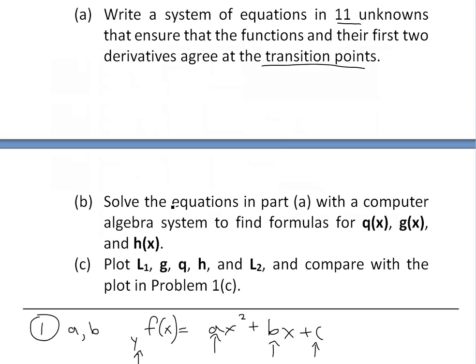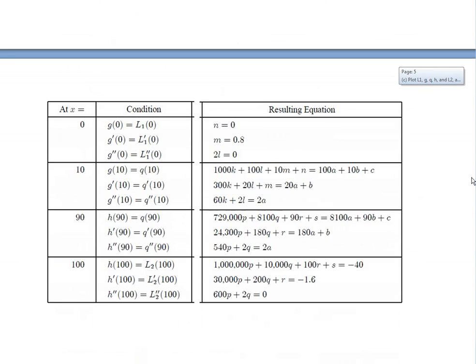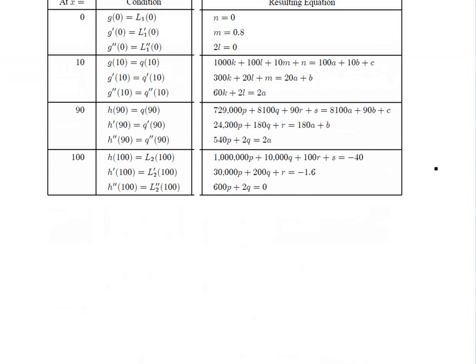And now question 2b basically says solve those equations in part A with the computer algebra system. Define formulas for q of x, g of x, and h of x. So basically define all those 11 unknowns.